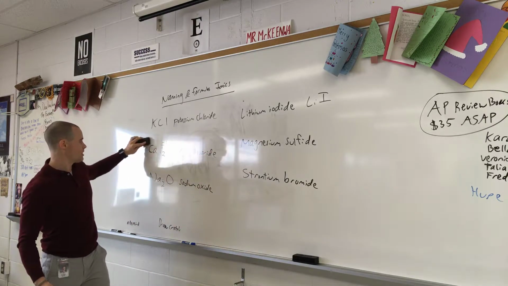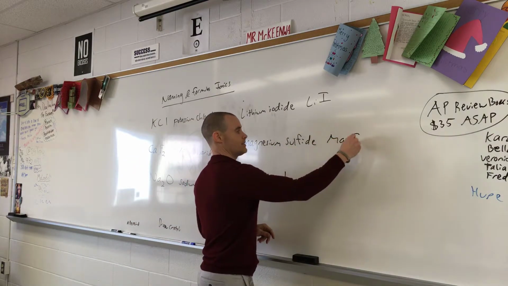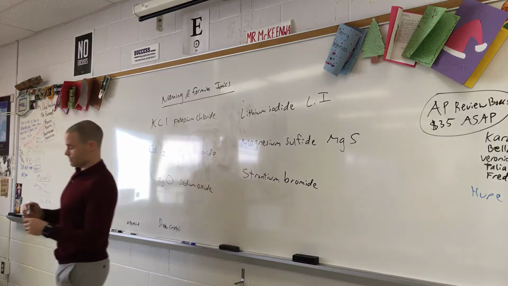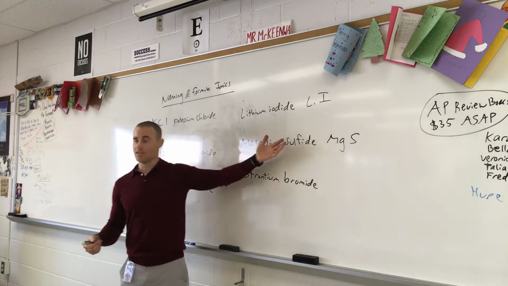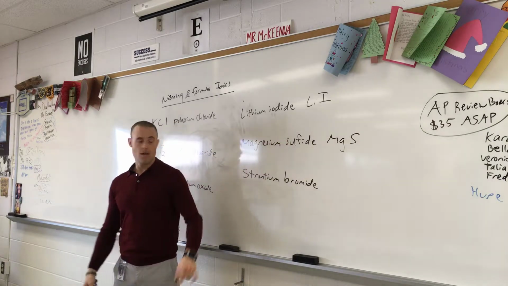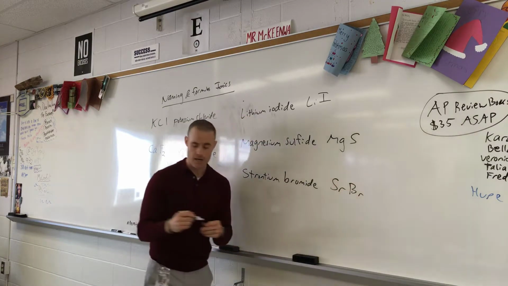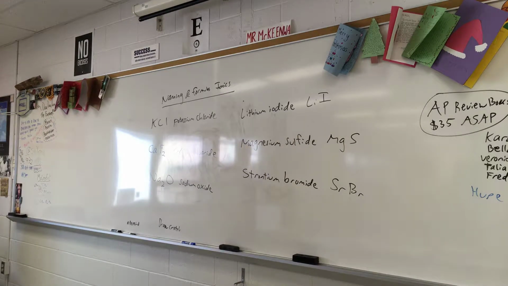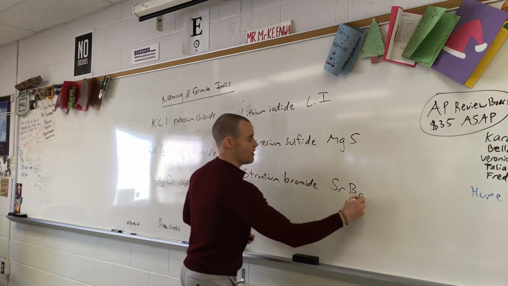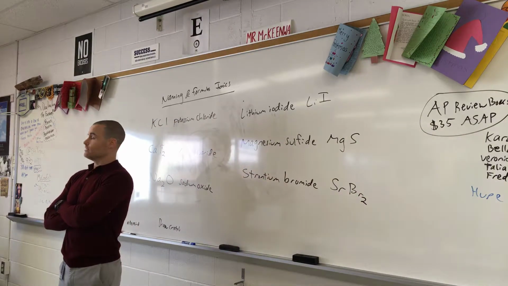So let's look at magnesium sulfide. First, we write the symbols. MgS. Now, look at their charges. What's the charge for Mg? +2. What's S? -2. Does it add up to 0? Yes, we don't need a subscript. What about SrBr, right? Sr is strontium, Br is bromide. Look at the charges. I believe these do not add up to 0. We need 2 Br. SrBr2. Because it's -1 on the Br, +2 on the Sr. Just making some sense?